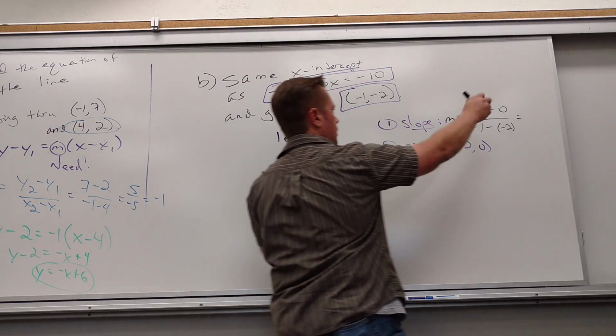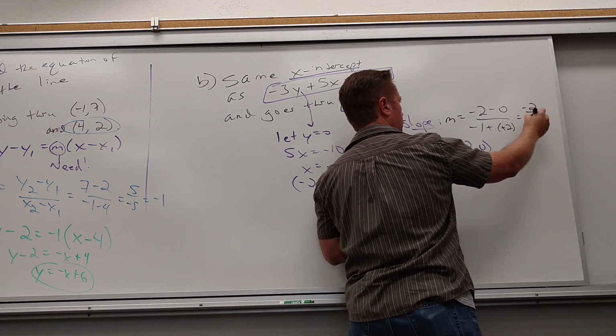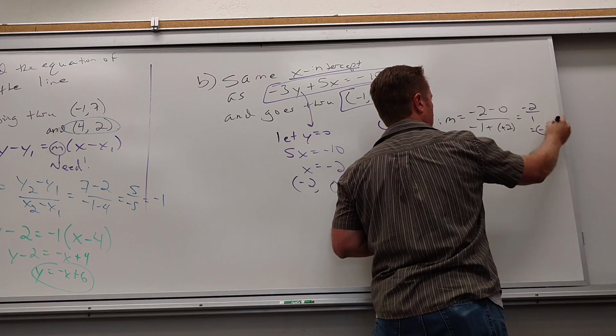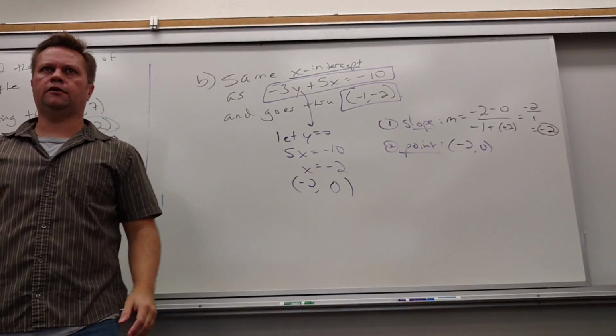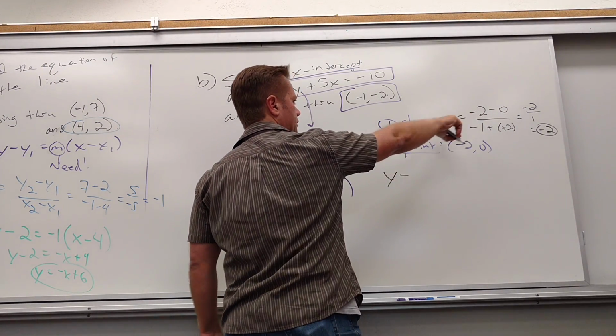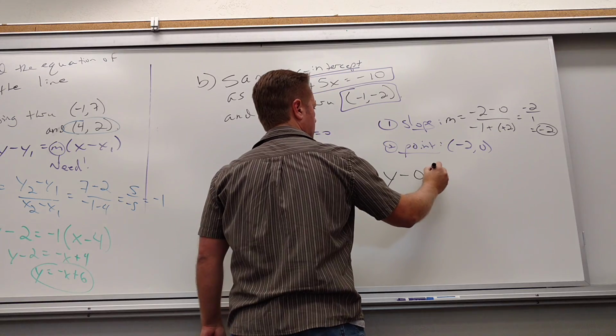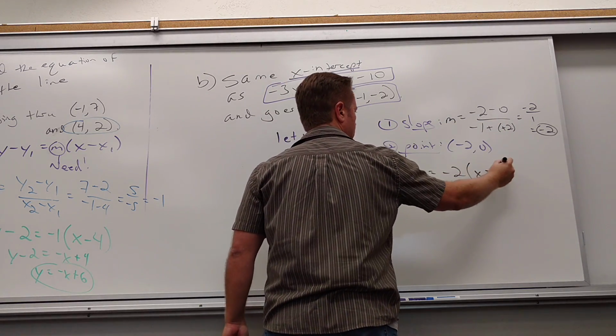Alright, so right here, we get negative 2 over 2 minus 1, which is 1. So I get negative 2 for my slope. There's my point. Now I just have to plug and chug. I've got everything I need. Y minus the y piece, 0. It's the slope times x minus the x piece.